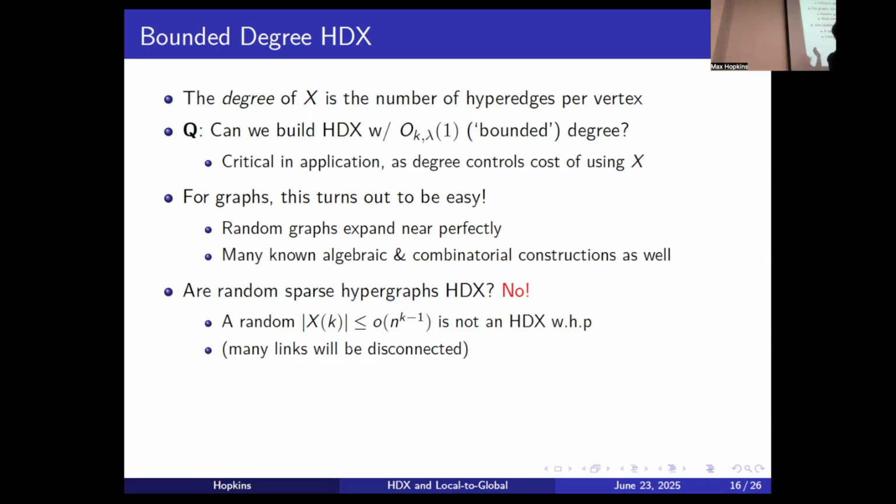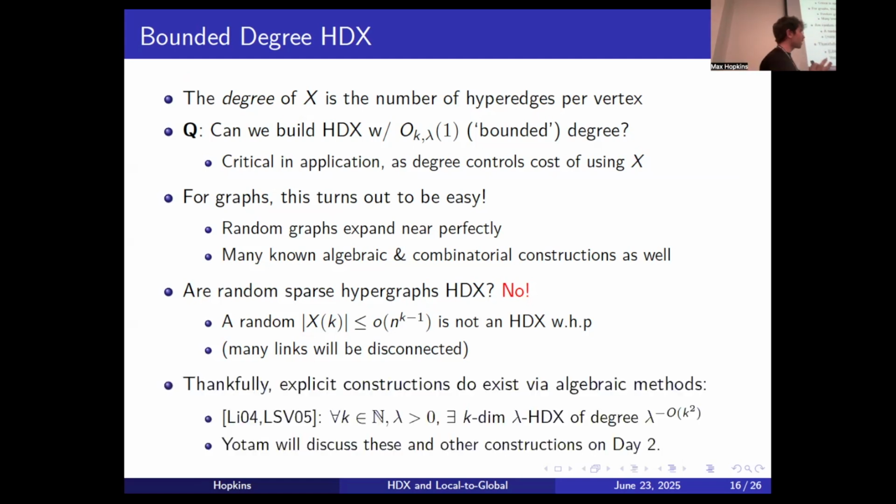It turns out that even very dense complexes are not in general going to be high-dimensional expanders. I'm not going to go deeply into this, but even if I take just a little bit less than n to the k minus 1 total hyperedges, right? N to the k would be complete, so this is only slightly better than complete. There are going to be many, many disconnected links with high probability. So it'll be not even remotely close to a spectral high-dimensional expander.